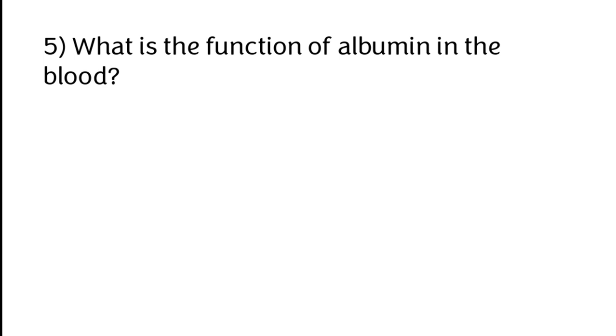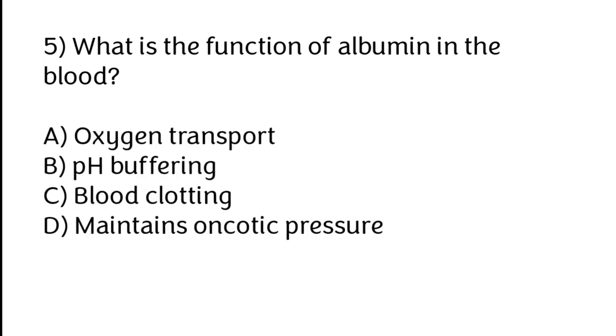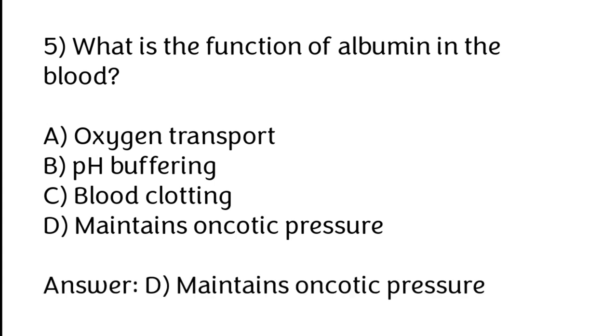What is the function of albumin in the blood? Oxygen transport, pH buffering, blood clotting, maintains oncotic pressure. Correct answer is option D, maintains oncotic pressure.